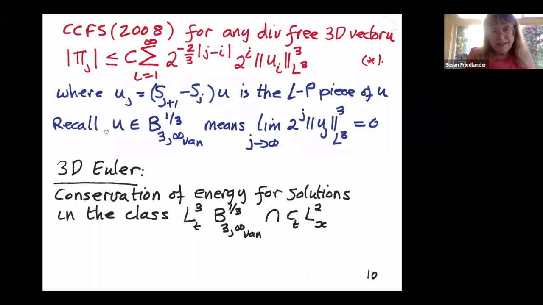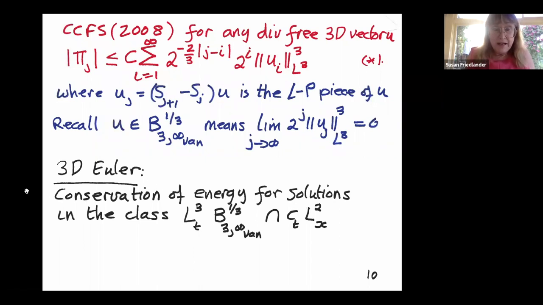If we recall the definition of Besov spaces, u is in the Besov space B^{1/3}_{3,infinity} vanishing, which is more conventionally written as C0 or sometimes C capital N, if the limit as j goes to infinity of 2^j times the cube of the L3 norm of the Littlewood-Paley piece goes to 0. If this object goes to a finite number, then we are in the Besov space B^{1/3}_{3,infinity} without the vanishing condition. Some implications of this bound are the following.